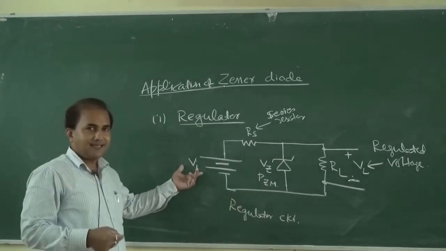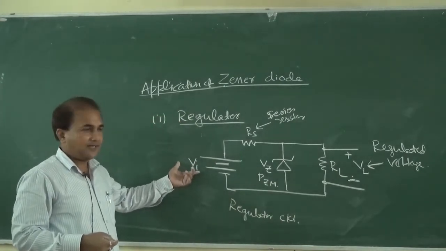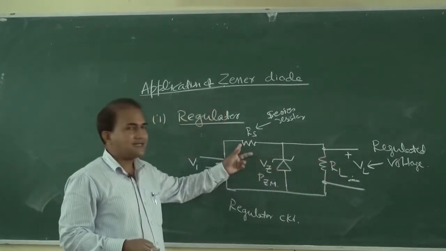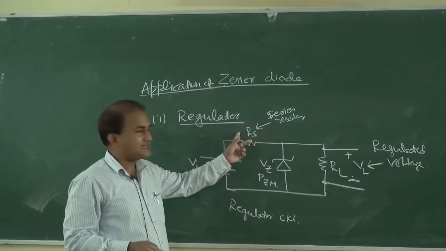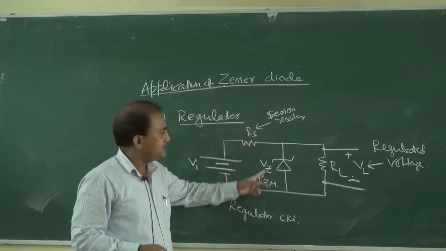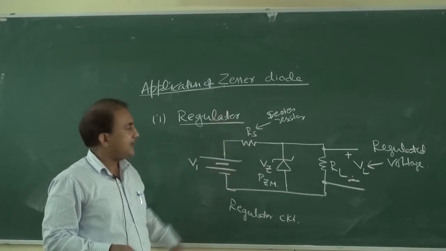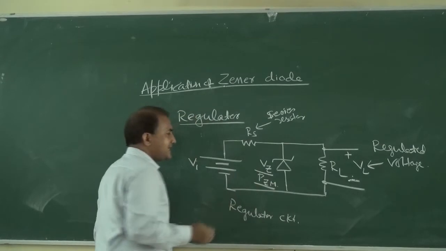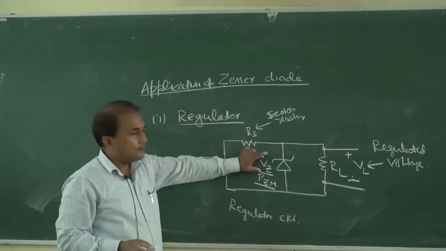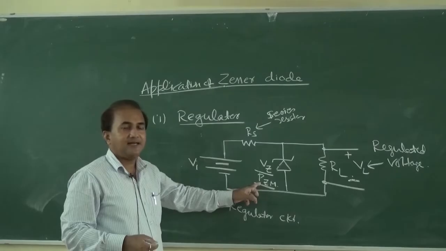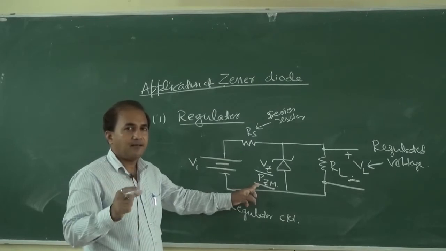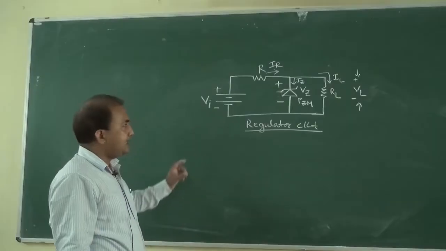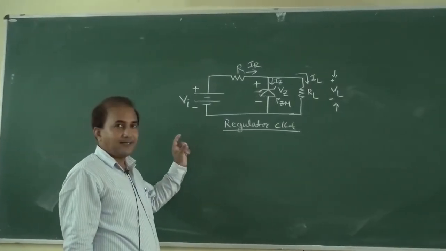VI is the unregulated DC voltage, and VL is the regulated DC voltage. This RS is the series resistance, and this is the Zener diode, specified by Vz and PZM. Vz is the breakdown voltage, and PZM represents the maximum power that it can withstand. Now see, this is the circuit diagram of a regulator circuit.